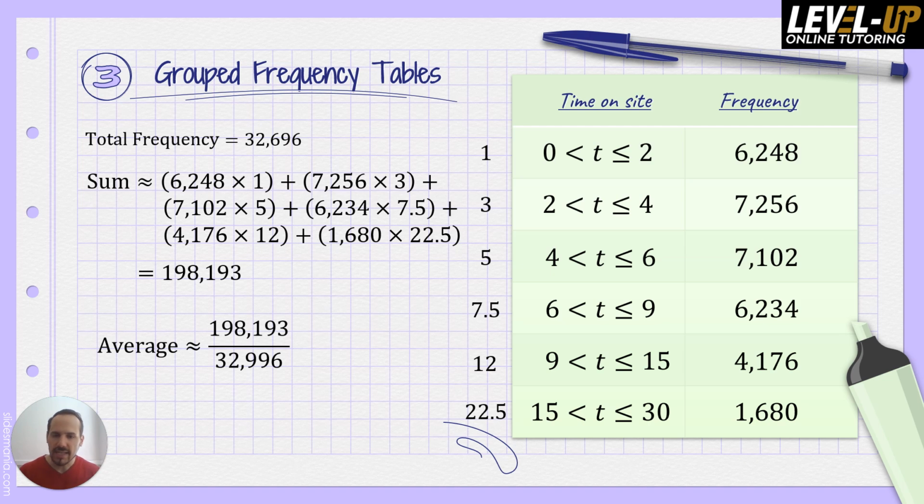32,696. So a little bit of a typo in that calculation there. You see, I put 32,996, supposed to be 696. So yeah, that is my error there. So you calculate the value, and it comes up to approximately 6 minutes, just over 6 minutes. So that would then be our best estimate of the average. Around about 6 minutes is what people are spending on this website.